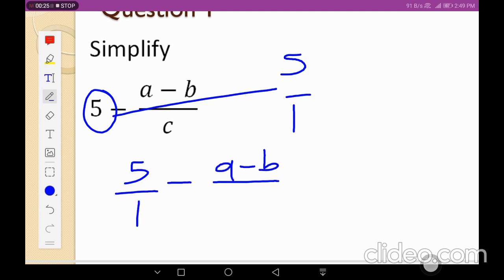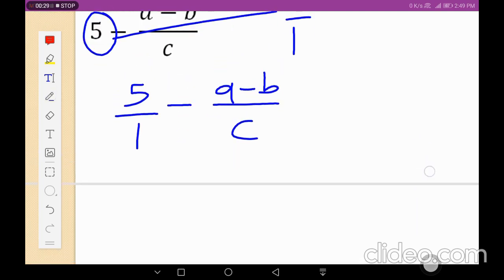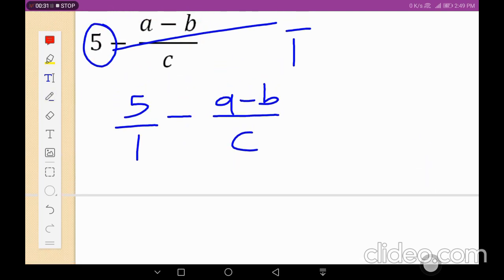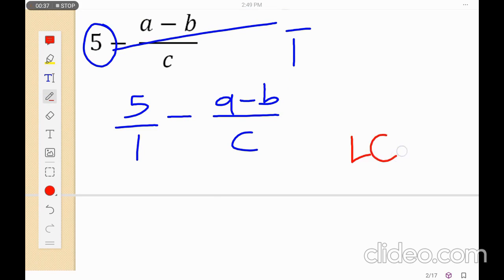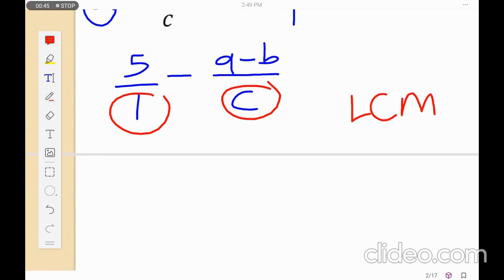Now, having that, we can try to have a common denominator. The common denominator is simply the lowest common multiple of these two. We can find the lowest common multiple of c and 1. The lowest common multiple that I can have is c, so c is my denominator.